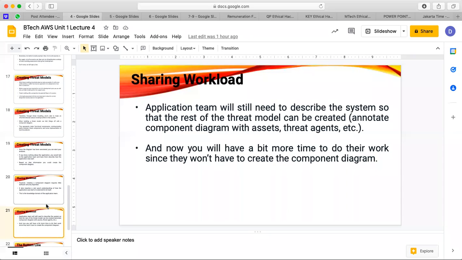Here creation means annotation of the component diagram with assets and threat agents. And now you will have a bit more time to do their work, since they will not have to create the component diagram, because the application development team are not going to create the component diagrams, not going to create threat models. You are hired as a specialist in the software development process, so you need to create the component diagrams and the threat models.